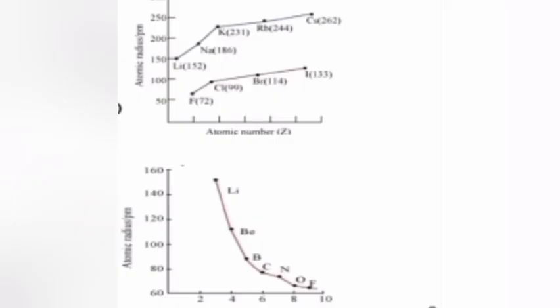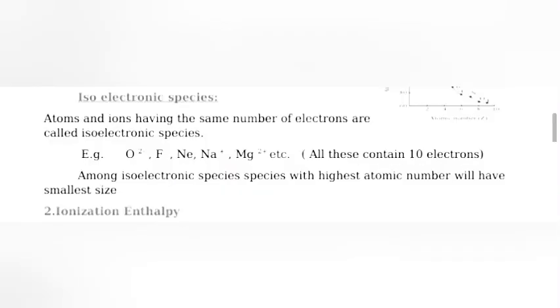Variation of atomic radii with atomic number among alkali metals and halogens is shown in the graph. Isoelectronic species: atoms and ions having the same number of electrons are called isoelectronic species. All these contain 10 electrons. Among isoelectronic species, the species with the highest atomic number will have the smallest size.